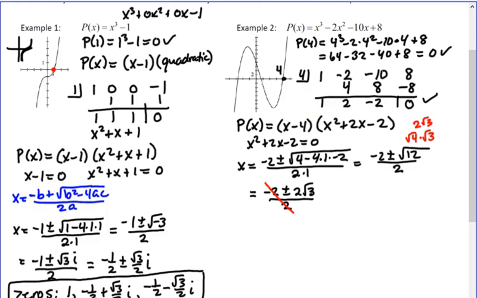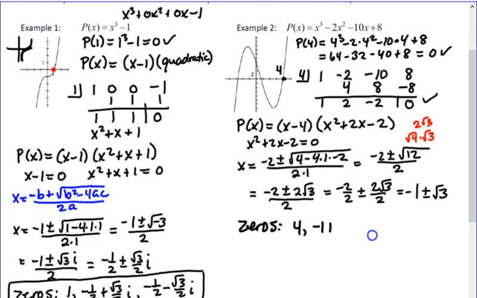That is completely wrong. What you need to do is divide both terms in the numerator by the denominator, because this whole quantity is divided by 2. So each of these terms is divided by 2. So this is negative 2 over 2 plus or minus 2 the square root of 3 over 2, which is negative 1 plus or minus the square root of 3. So my zeros are 4, negative 1 plus the square root of 3, and negative 1 minus the square root of 3.